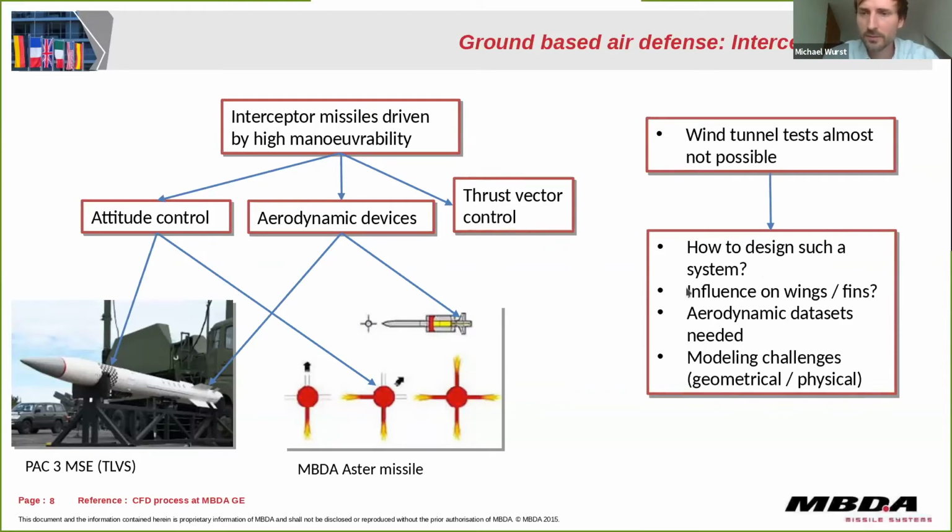Then there's always the question, what is the influence of such systems on the wings and fins? For example, in the Aster missile, one of the reasons why these systems are placed inside the wings is that the jet does not interact here with the fins. However, we need aerodynamic data sets in order to control the missile if this jet is online. And we have here a lot of modeling challenges, I would say.